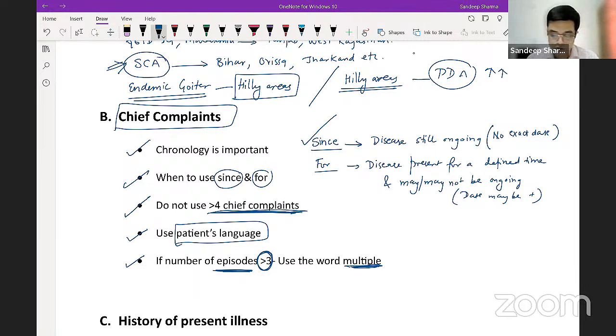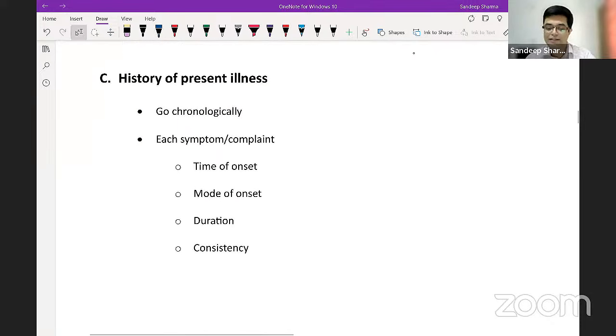Let us move further and talk about history of present illness. Now, when you start the history of present illness, you will again go chronologically. So the first complaint which you mentioned in the chief complaint, now you will elaborate upon it. When you elaborate upon these chief complaints, what are the things that you will be mentioning? First of all, for each symptom and complaint, you will be mentioning the time of onset.